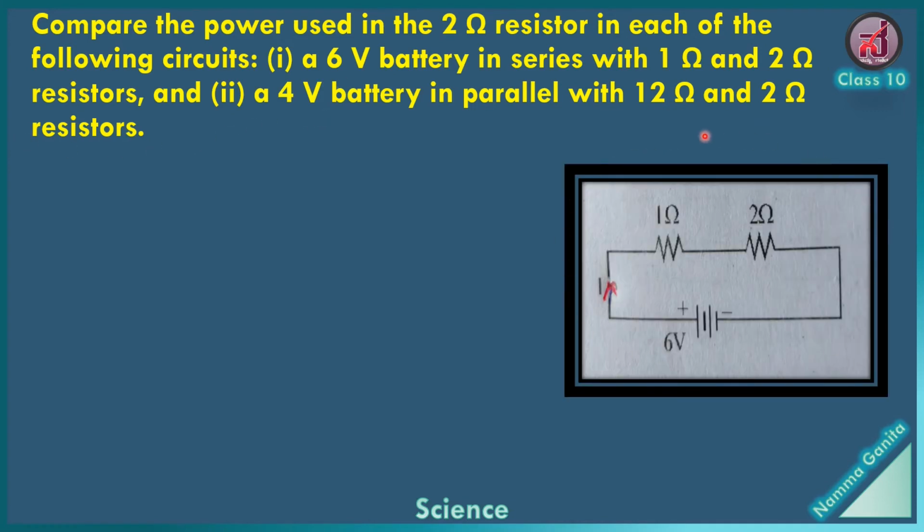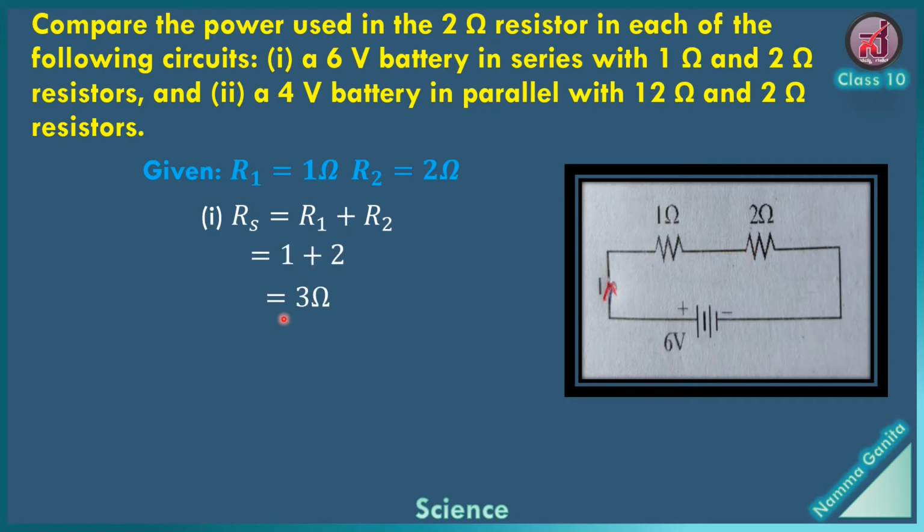Consider the first case, a 6 volt battery connected in series with 1 ohm and 2 ohm resistors. We have to compare the power used in the 2 ohm resistor in each of the following circuits. Given R1 is equal to 1 ohm, R2 is equal to 2 ohm. They are connected in series. Therefore, their equivalent resistance is Rs is equal to R1 plus R2, 1 plus 2, that is equal to 3 ohm.